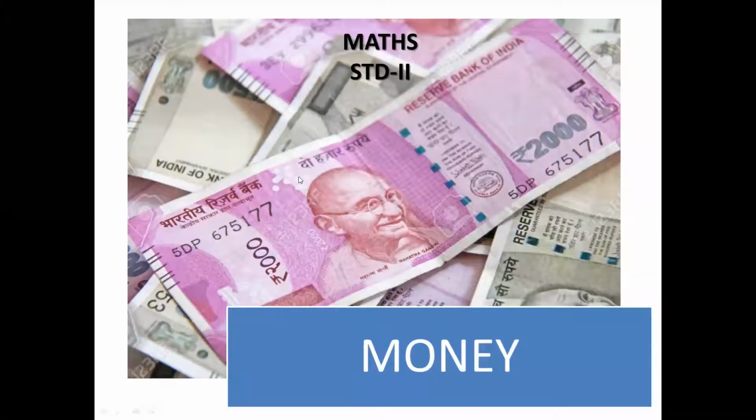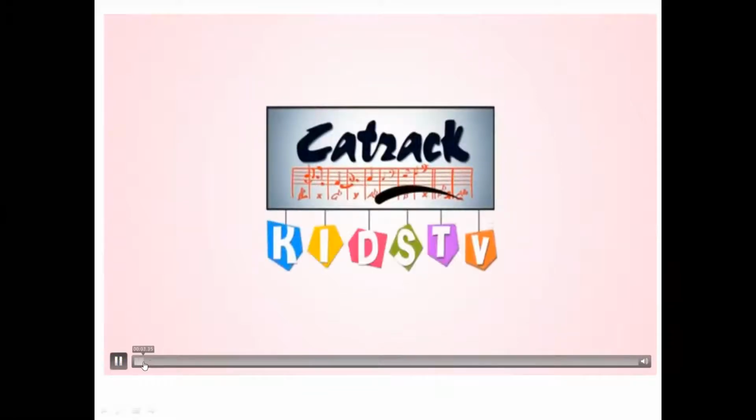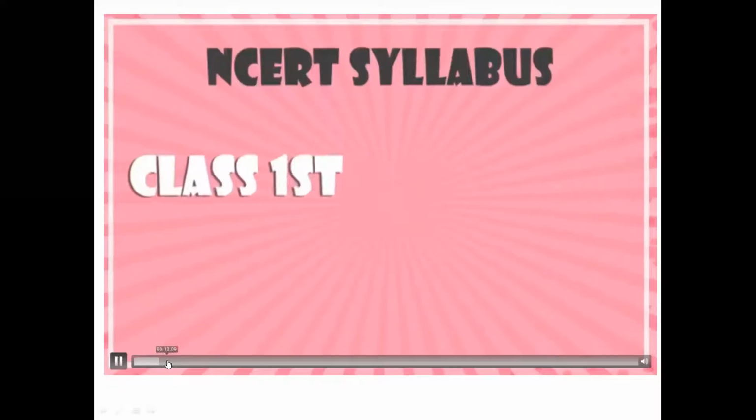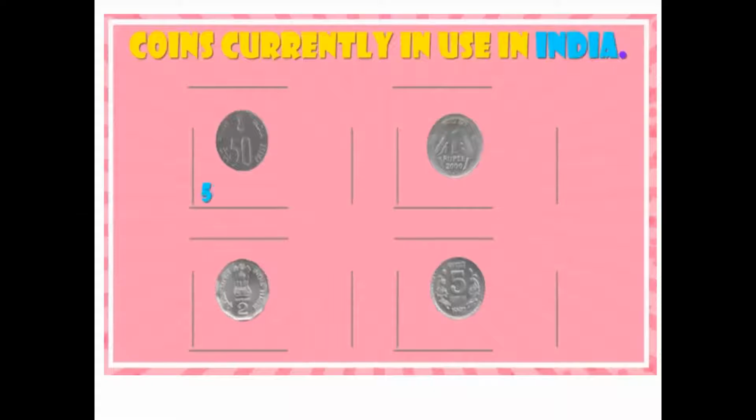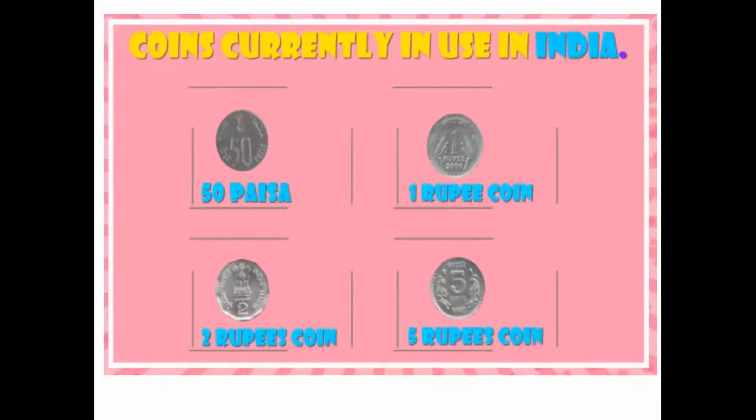So the name of this chapter will be money. Okay, children. So see, let's learn something about money. What is money? What are the uses of money? There are some coins which are currently used in India. It is 50 paise, and this is a 1 rupee coin. This is a 2 rupees coin. This is a 5 rupees coin.